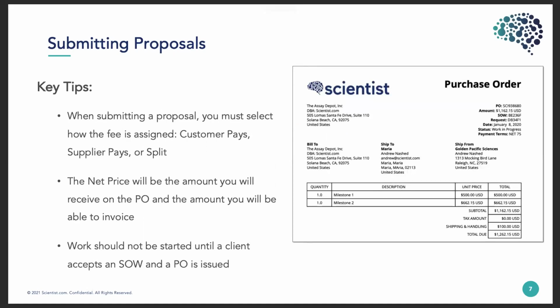When you go into the actual proposal submission process, you will have to select how the transaction fee is assigned. Every request on Scientist.com contains a transaction fee. It's a low percentage fee that has to be paid on each request that is processed through the system, and it is done by percentage. As the supplier, you have the ability to choose who would cover that transaction fee. You can choose that the customer would pay that transaction fee. You can choose that your own organization would cover the transaction fee, or you can actually split it with the client. This is completely up to the supplier who's submitting the proposal.